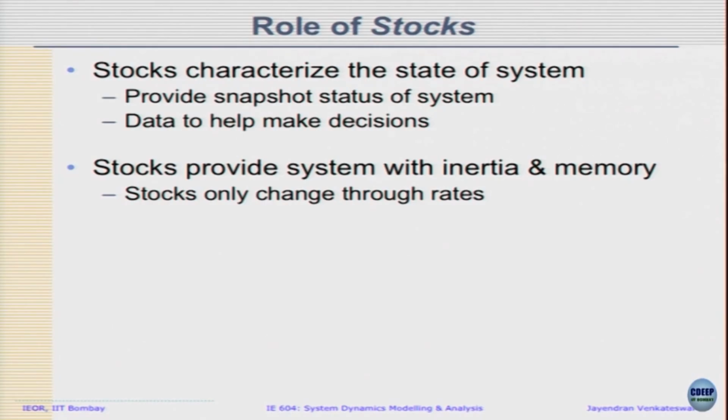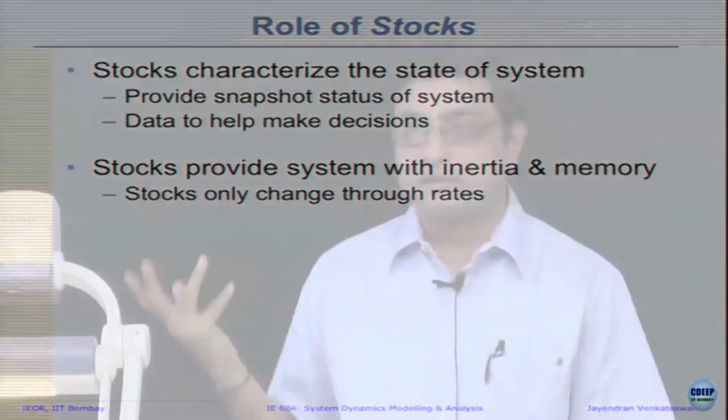Stocks provide the system with inertia and memory. Stocks only change through rates. What I mean by inertia and memory is that it accumulates past events. Like in the previous example, once the water level reaches the desired water level, it does not disappear. It just remains there until there is an outflow. If the system does not have an outflow, it is not going to change. You can simulate it for however many time periods you want, the stock remains. So, that is what I mean by saying that it provides memory.